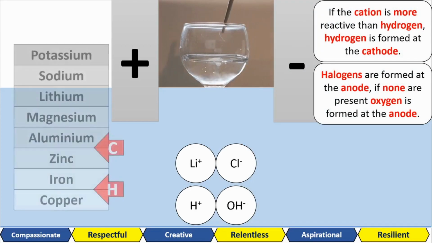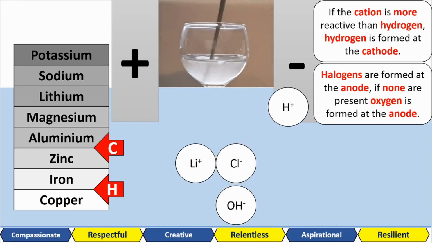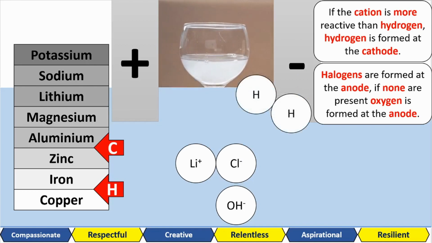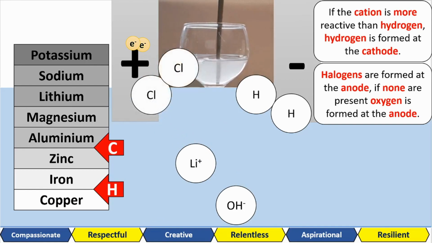To work out the first rule, we need the reactivity series again. Hydrogen is all the way over here, so lithium is way more reactive than hydrogen. That means that it's hydrogen that is formed at the cathode where it gains an electron. Hydrogen is a diatomic molecule, so 2 hydrogen ions make 1 hydrogen molecule. Chlorine is a halogen, so that will be formed at the anode. And remember that halogens are also diatomic, so 2 chloride ions lose 1 electron each to form 1 chlorine molecule.